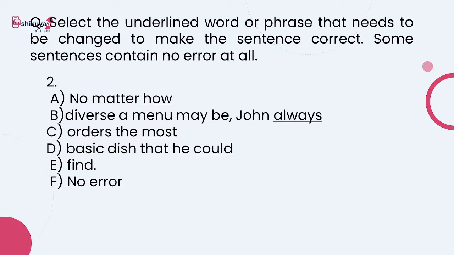Okay students, so basic dish that he could. Instead of could, can should be here, and our sentence would be like this: no matter how diverse a menu may be, John always orders the most basic dish that he can find. And if you see part E, find, there is no issue with this single word. So there is an error in part D. Instead of could, we should use can. Okay, so the answer is clear here, students. In this way, your grammatical ability, your knowledge of sentence construction, and your vocabulary would be checked in this type of question. Okay, I hope you have understood this question, students. Now let's go for the next question.